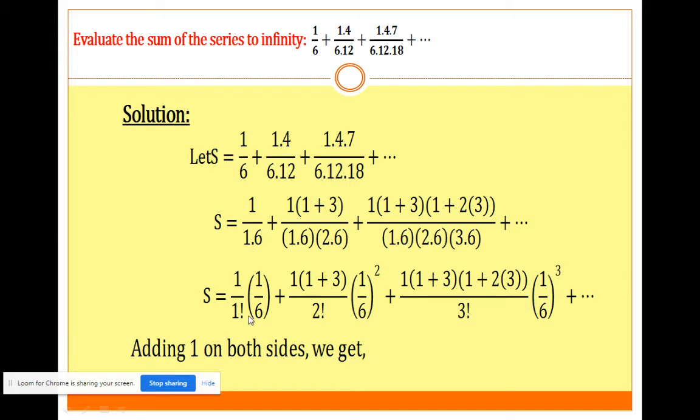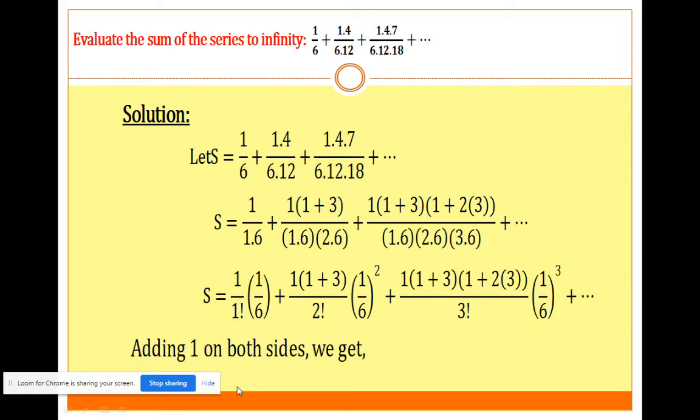Then we have to write a factorial form. We can write 1 factorial here, 1 into 2 as 2 factorial, with the remaining 6 into 6, so 1 by 6 the whole square. Here 1 by 6 is common, 1 by 6 into 6 is common, so 1 by 6 the whole square. Similarly here 1 into 2 into 3 becomes 3 factorial, with the remaining 1 by 6 the whole cube, plus etc. Okay, so this is of the form of... what is the next step?